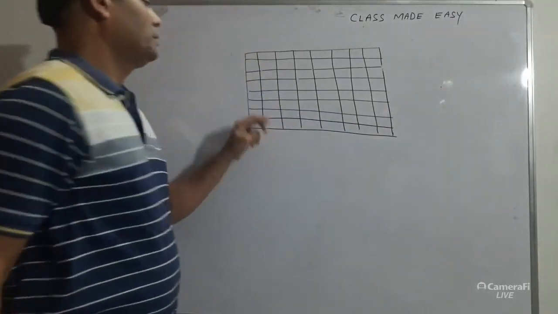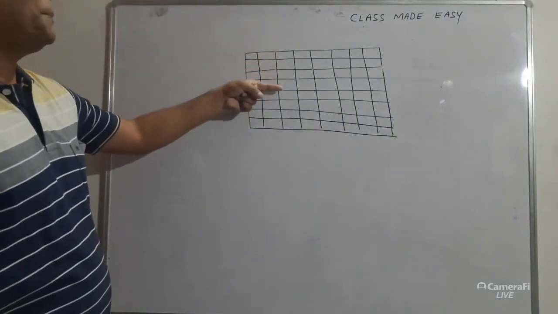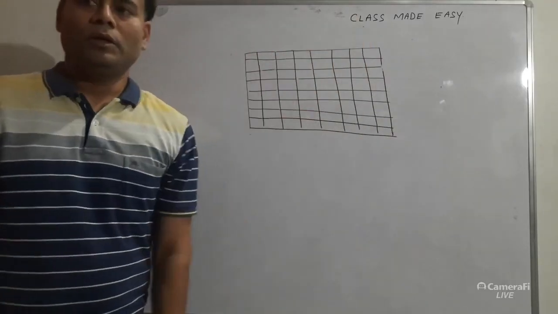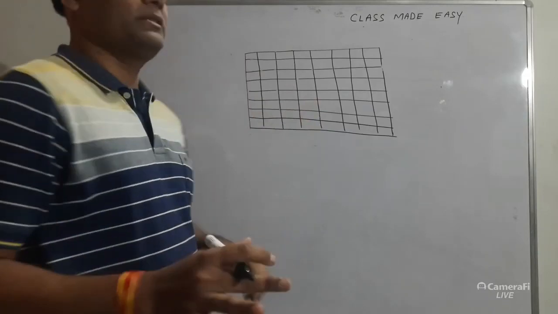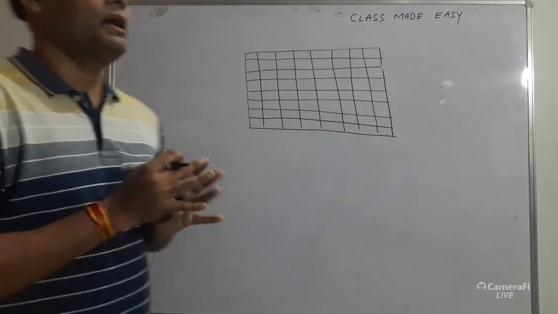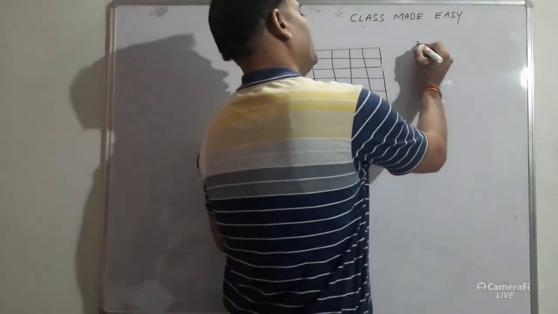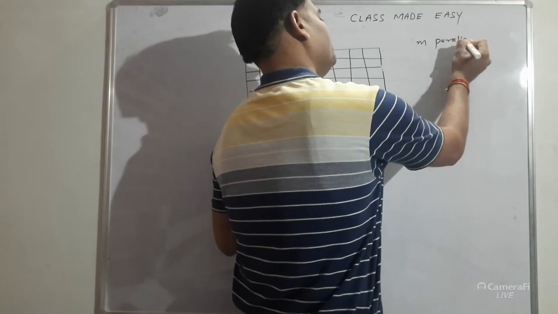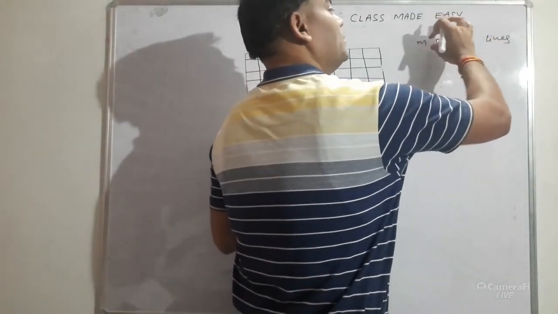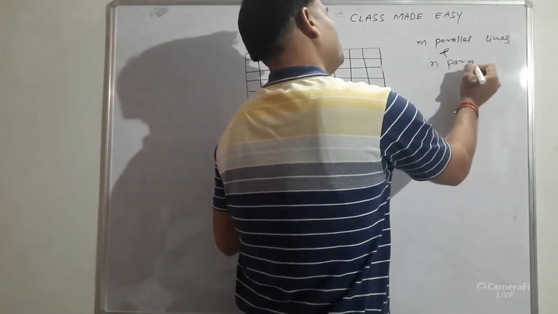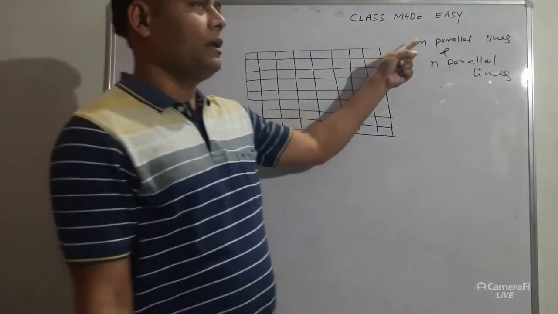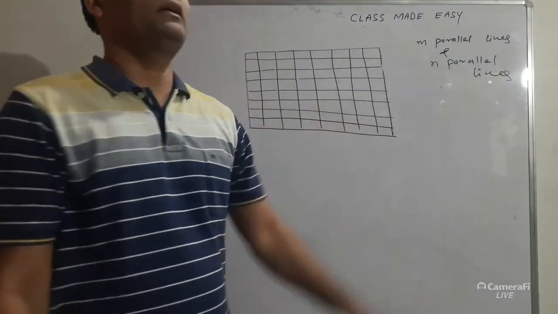Okay. Now see 1, 2, 3, 4, 5, 6, 7, 8, 9, and it is also 1, 2, 3, 4, 5, 6, 7, 8, 9. So how many squares are there? How many rectangles are there? We will determine by this figure only. So if there are m parallel lines, I will write m parallel lines, and another set of you can say this is horizontal, and n parallel lines vertical. M parallel horizontal and n vertical parallel lines.